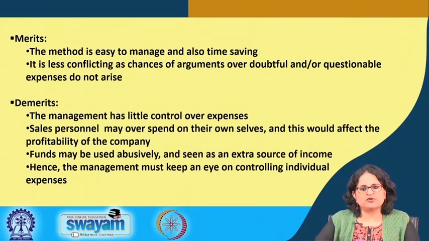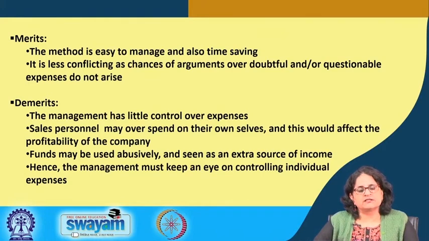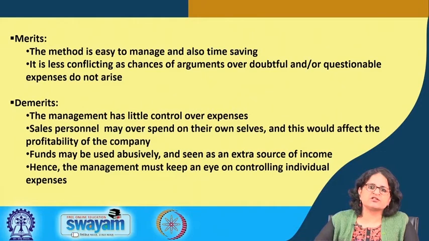Merits and demerits of the honor system. Now, as far as the merits are concerned, the method is easy to manage and also time saving. No elaborate bills are required, no elaborate item wise reporting is required. It's only that the sales people must mention the total expenses that have been incurred by them, and these expenses are then reimbursed. Also, the method is less conflicting, as chances of arguments over doubtful or questionable expenses either with the sales managers or with the accounts team do not arise.